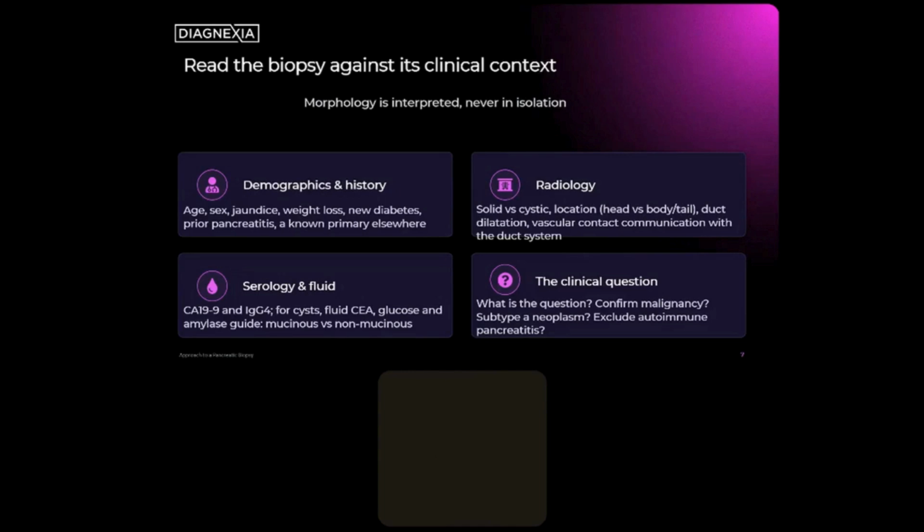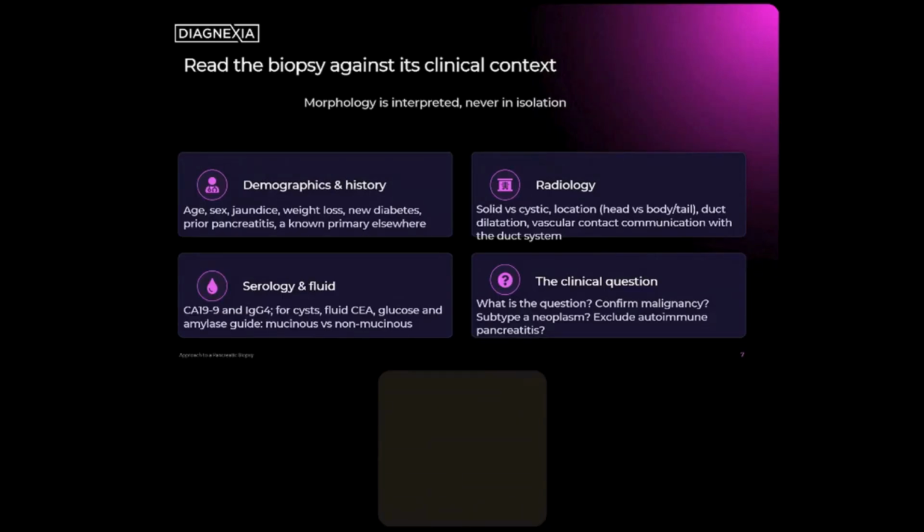knowing the clinical picture is really critical. So it goes without saying that you need to know the age and the clinical scenario of jaundice, weight loss, etc. in the individual. The radiology, as I said, it's very important to know whether it's solid or cystic, where the location is in the pancreas, whether there's duct dilatation, vascular contact, communication with the duct system. All these inform your diagnostic impression. So the radiology, I think, is critical.